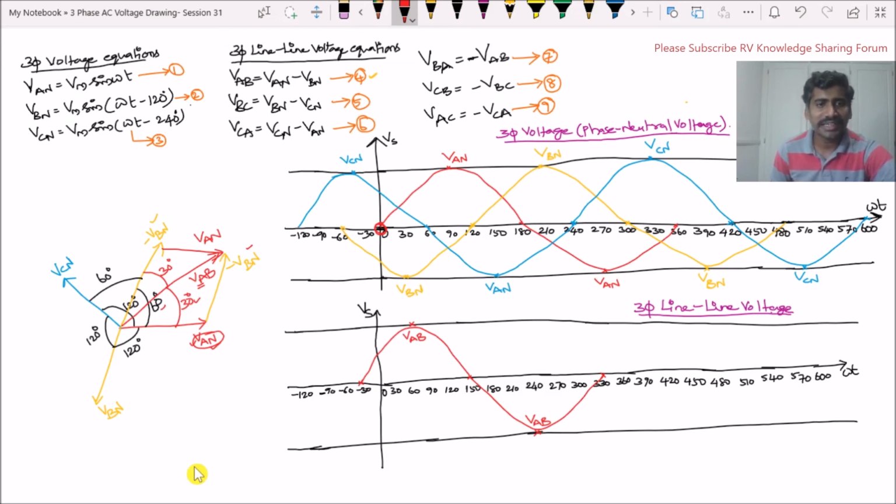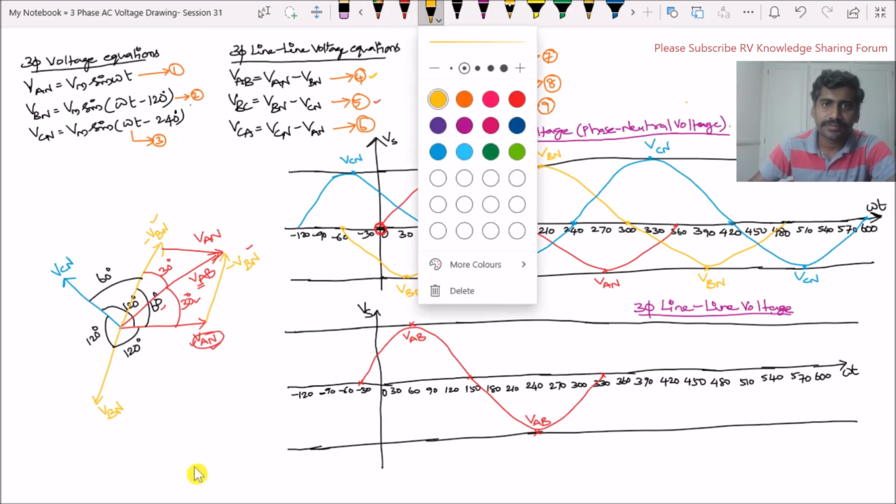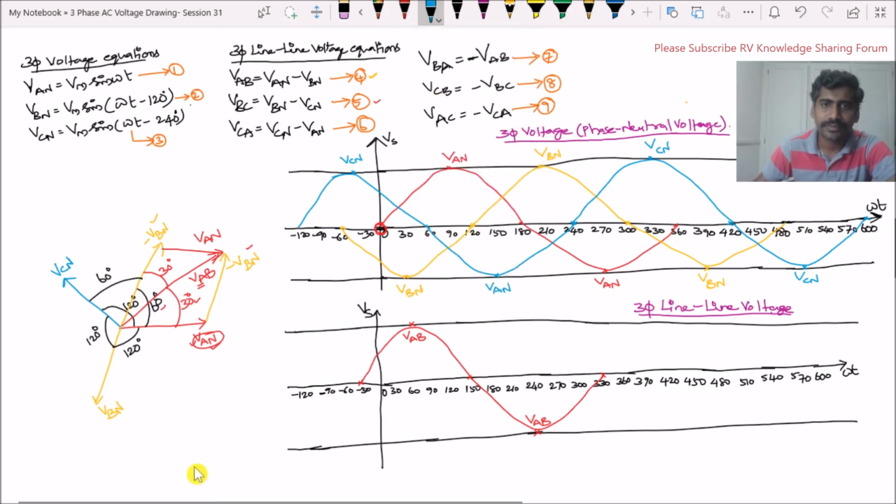Now let us draw the second line voltage called VBC. For that, please refer to equation 5. Equation 5 says that VBC is equal to VBN minus VCN. So first, let us draw the phasor diagram. Opposite to VCN becomes minus VCN, right?